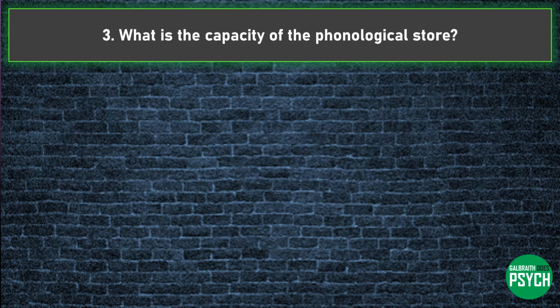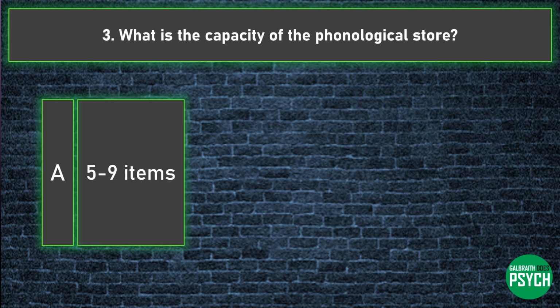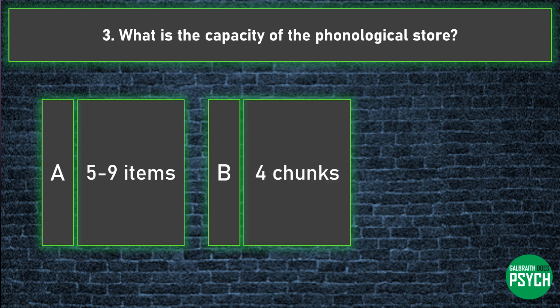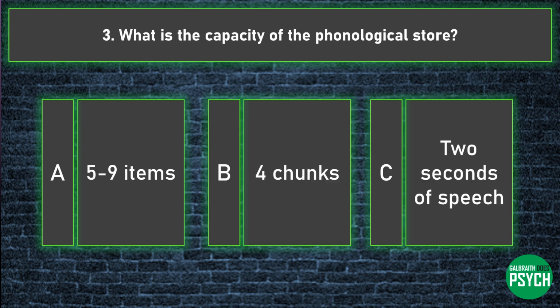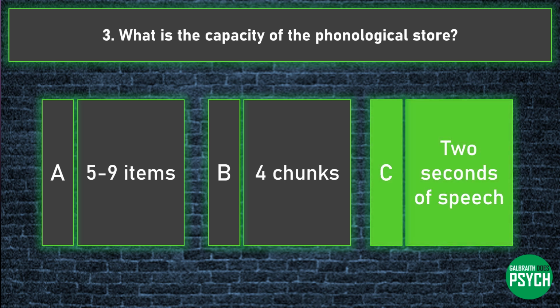Question 3. What's the capacity of the phonological store? Is it A, 5 to 9 items? Is it B, 4 chunks? Or do you reckon it's C, 2 seconds worth of speech? Well done if you got it. It was C, 2 seconds worth of speech. The 5 to 9 items comes from the multi-store model, so it's sort of there to trip you up. 4 chunks is relevant to maybe other parts of the working model. Your phonological store is going to store up to 2 seconds worth of speech. So if you're someone that can think fast and talk fast, you can probably put more into that phonological store.